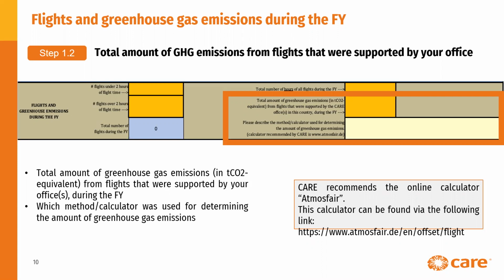Now, you can calculate your office flight emissions yourself with an online tool, or you may ask an external organization to do it for you. The most important thing to keep in mind is to be consistent, so to use the same calculation methodology over the years. Now, if you choose to do the calculation of emissions yourself, CARE recommends to use the online calculator Atmosphere, of which the link is shown here in the gray box on this presentation. This calculator can be found via this link, and we will now show you, coming out of our presentation, what this Atmosphere looks like.